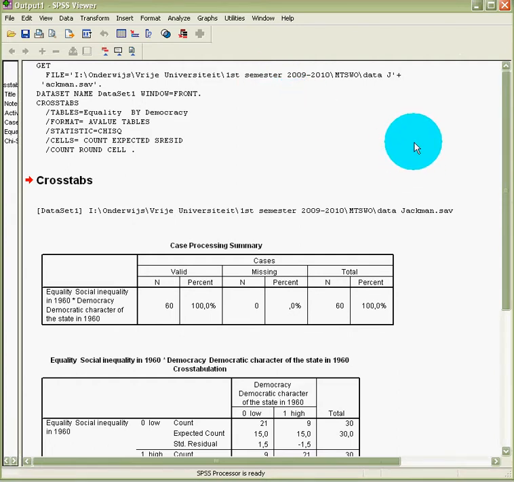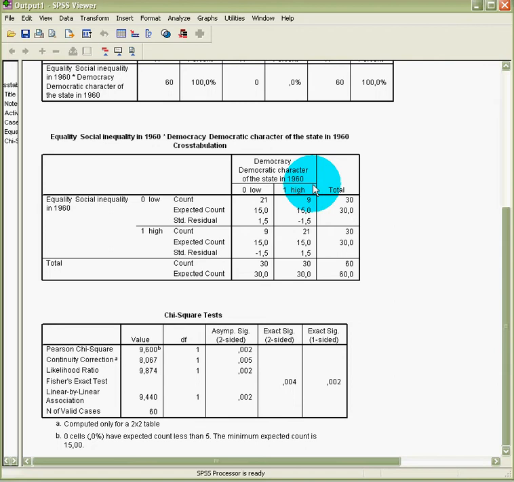First of all, we see the counts. After that, we see a 2 by 2 matrix, with democratic character here and social inequality here. There were some differences between the expected and the observed, but the most prominent thing to look at is this chi-square value, and it's significant at 95%. So we can say there is a dependence between democracy and social inequality.